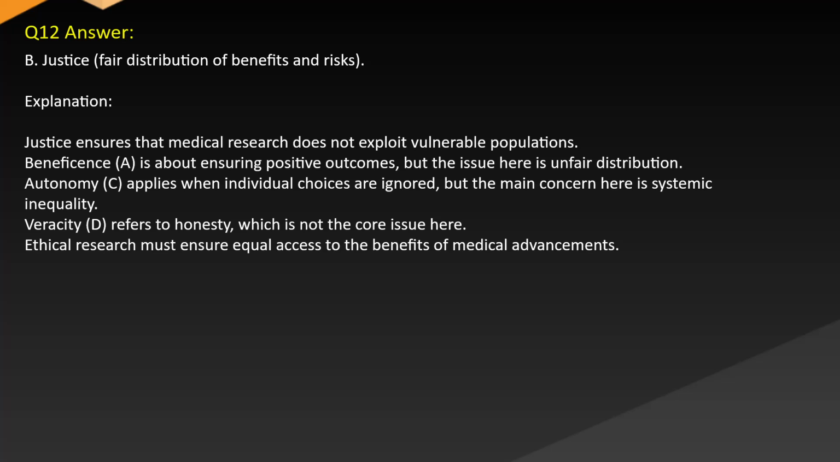Explanation. Justice ensures that medical research does not exploit vulnerable populations. Beneficence is about ensuring positive outcomes, but the issue here is unfair distribution. Autonomy, C, applies when individual choices are ignored, but the main concern here is systemic inequality. Veracity, D, refers to honesty, which is not the core issue here. Ethical research must ensure equal access to the benefits of medical advancements.